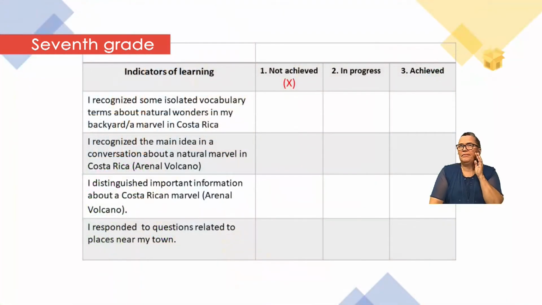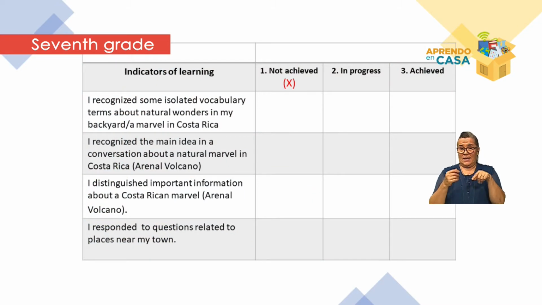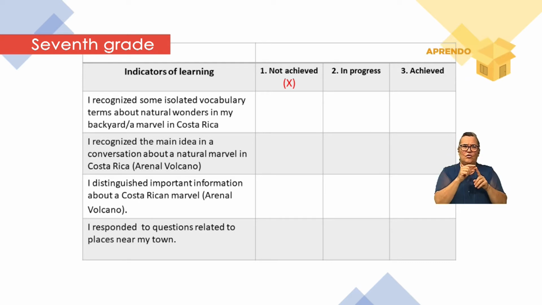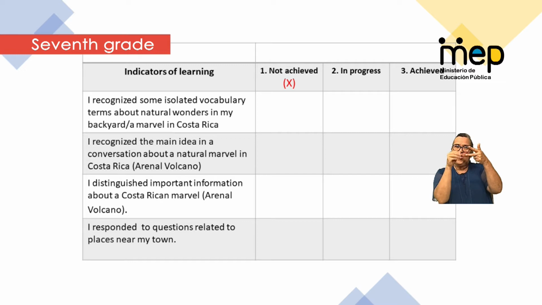Now, in here, we have not achieved, in progress, and achieved. But I know that everybody achieved it, right? I'm going to read, and you will evaluate yourself at home. It says, I recognize some isolated vocabulary terms about natural wonders in my backyard in Costa Rica. Okay, we did it. Yes, we achieved it. Of course, we have 3 points in there, right? Well, okay, let's see the other one.